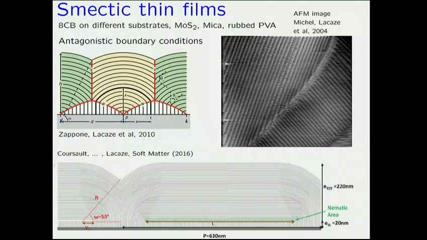Now, this is smectic A. If you remember, the molecules are perpendicular to the layers. And the boundary condition on the top, where it's in contact with air, is homeotropic. In other words, the director is parallel to the normal, which is the same as the layers being like this. On the bottom, however, it's treated so that the director wants to be horizontal. I think it can be horizontal in any direction. So you've got a very thin film with antagonistic boundary conditions. Here the director wants to be perpendicular, and here it needs to be horizontal. And what you see here is the result of what it does to try and sort that out.